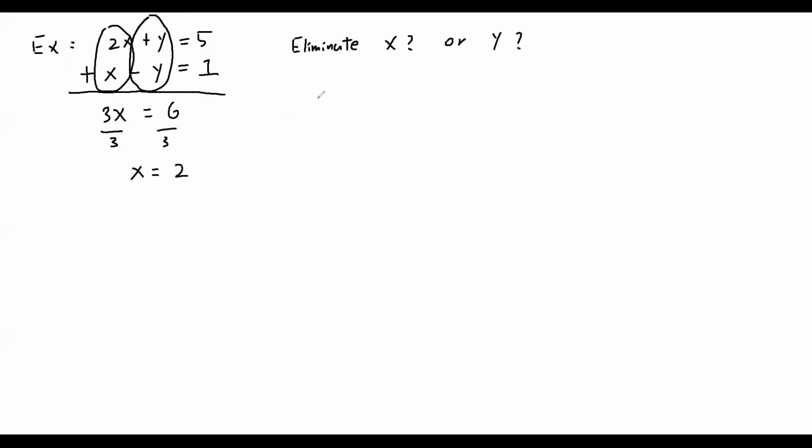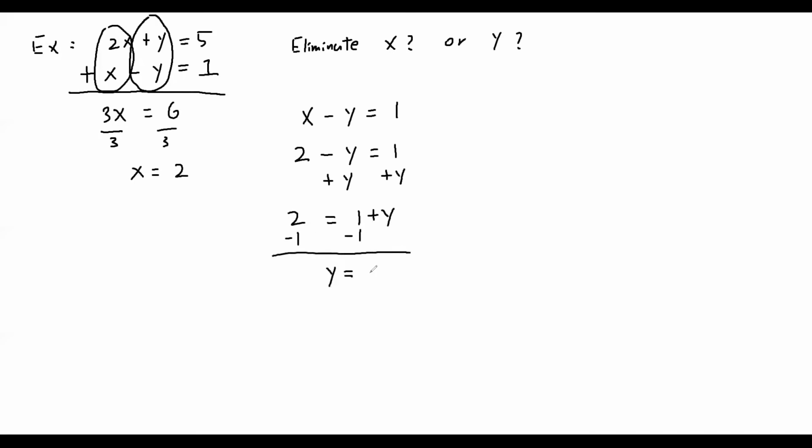Now, remember, we always have to solve for the other value. So if we use the second equation, x minus y is equal to 1, 2 minus y equals 1, we will have plus y, and we will get 2 equals 1 plus y, subtract the 1, and we end up with y is equal to 1. So we get the coordinate (2, 1), which is the same answer as before.